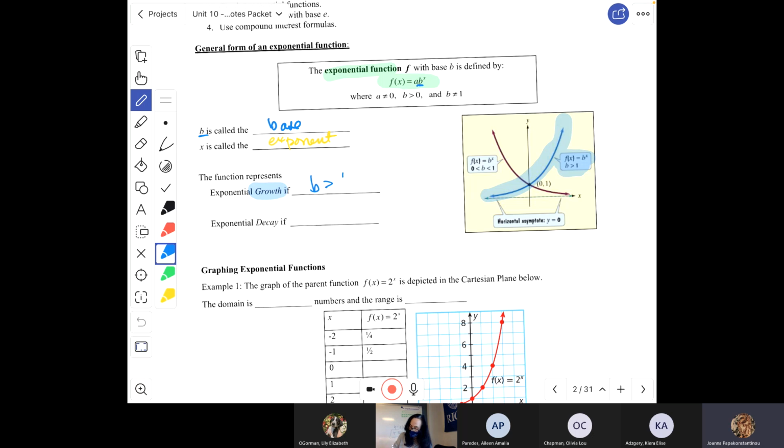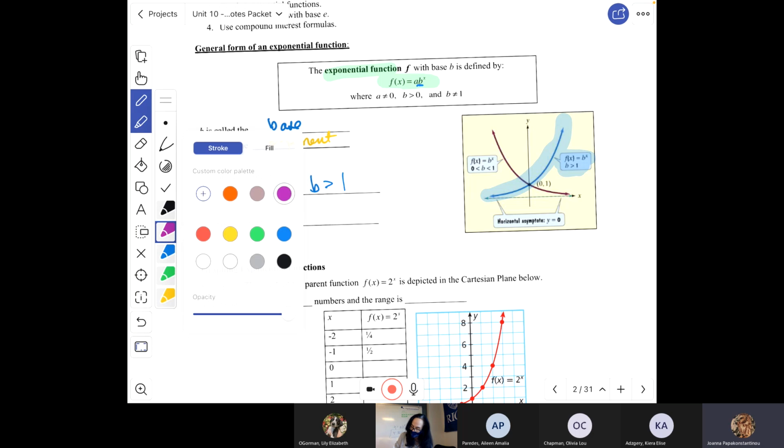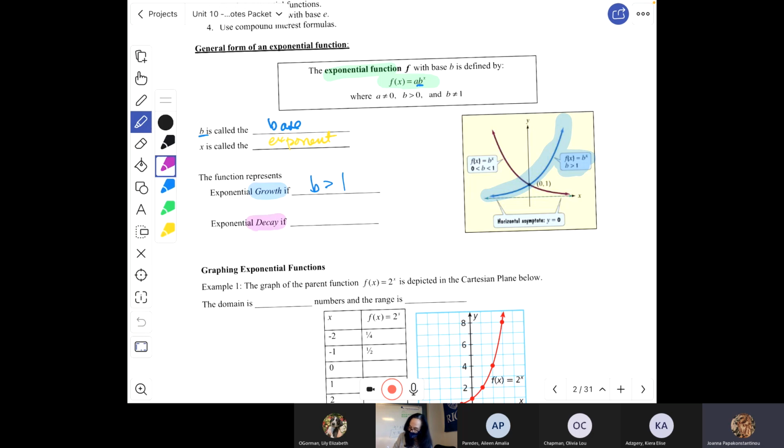I have what is known as exponential decay if that b value is a proper fraction, so a number between 0 and 1, a proper fraction.